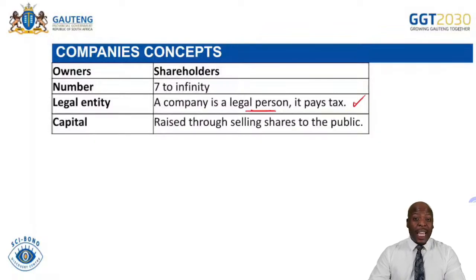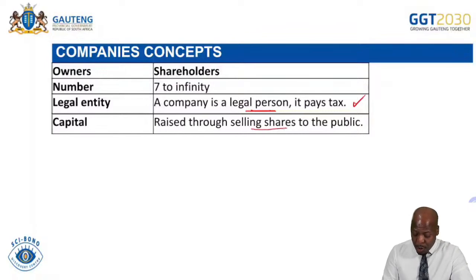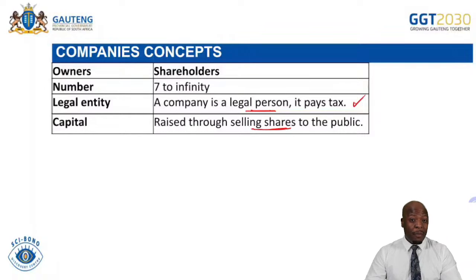And then the next one is on capital. How is the capital raised? The capital is raised through the selling of shares to the public. Remember, we say that the sole trader brings on capital, and in the partnership, it is the partners that bring in the capital. But in a company, our capital is raised through the selling of shares to the public. So that is very important. And you can imagine if someone buys shares, what do they become? A shareholder. So in this company, we're going to be having shareholders. But for one to become a shareholder, they buy shares from the company.